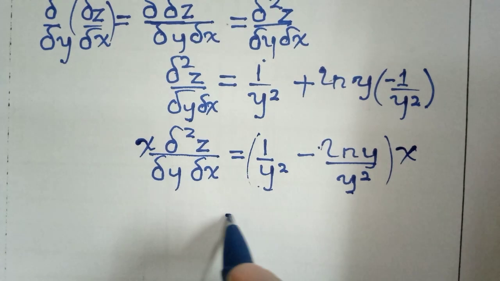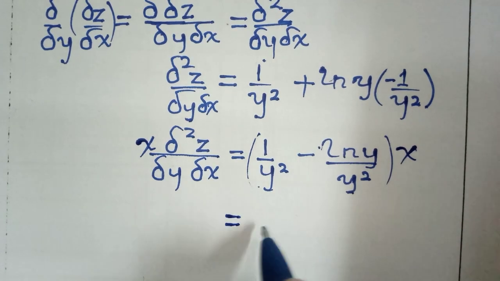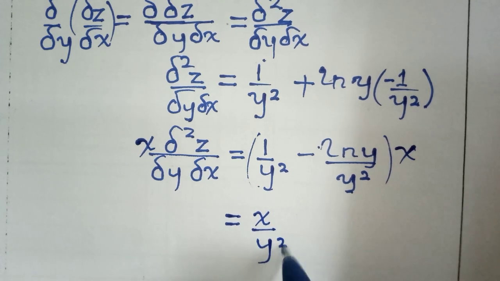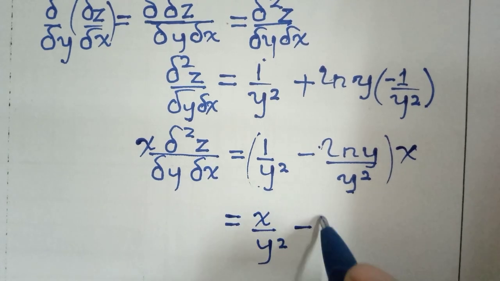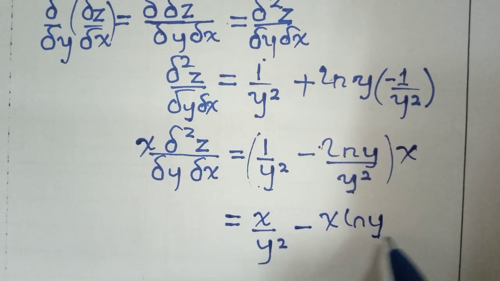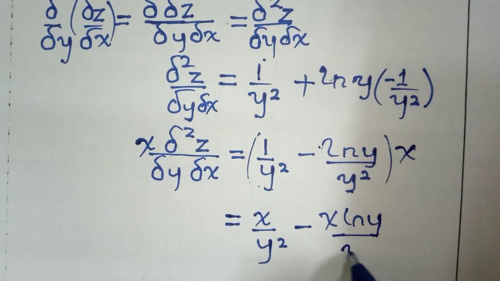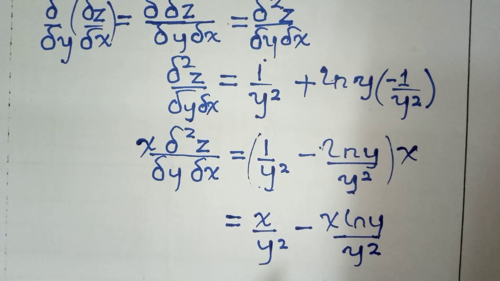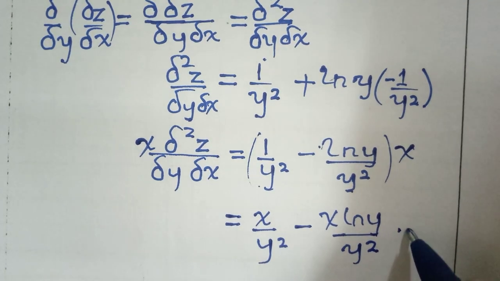So finally our solution will be x all over y squared minus x ln y all over y squared, like that. And guys, this is now our equation 2.